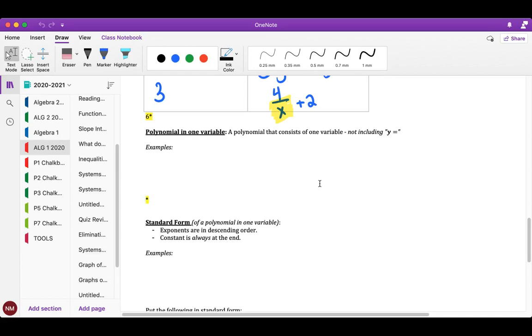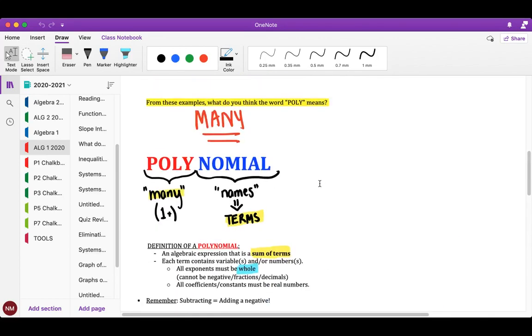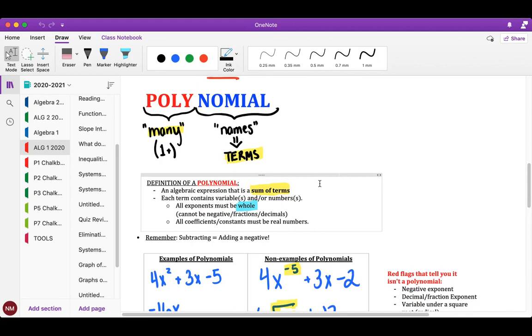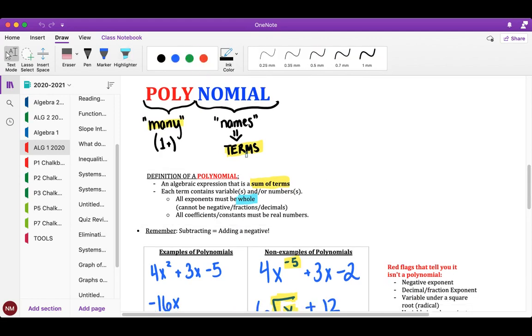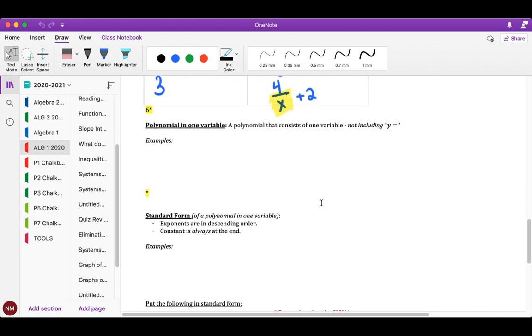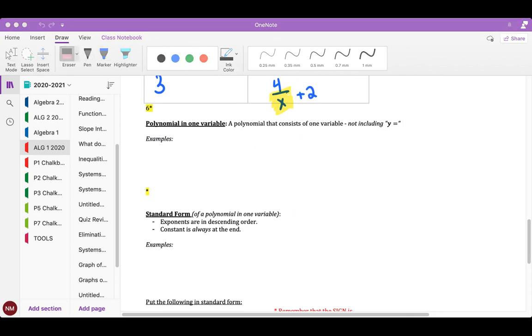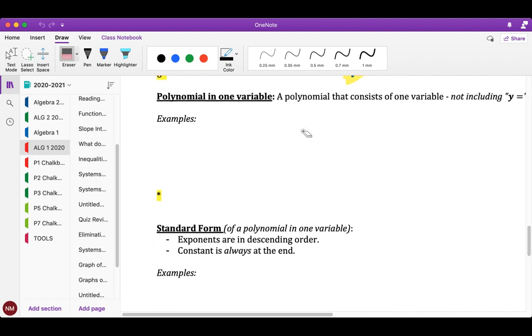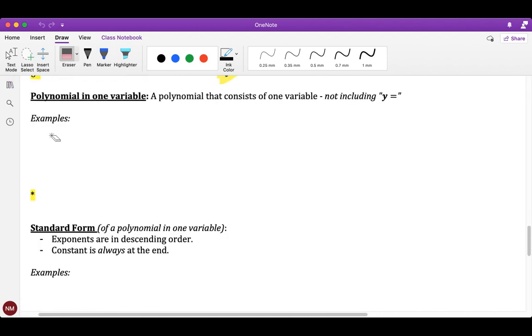Last class, we spoke about what a polynomial is, right? Many terms. It's a lot of terms. We spoke about all of these different types of polynomials when you have x and y and all these things, what is and what is not a polynomial. Now we are going to talk about what it means for something to be a polynomial in one variable. It's pretty clear what that is. It's a polynomial that consists of one variable, not including y equals.